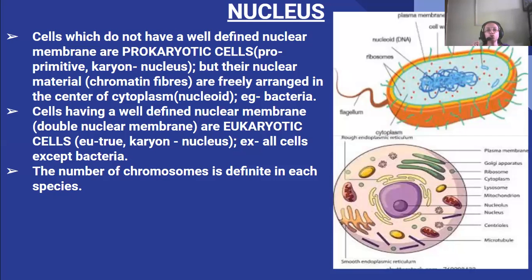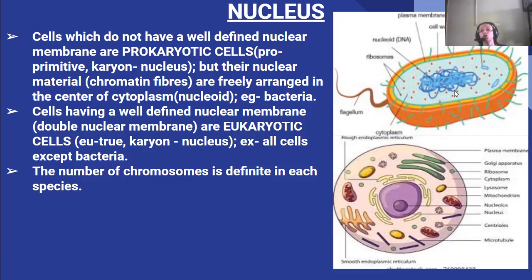Now, the cells which do not have a well-defined nuclear membrane are known as prokaryotic cells. We know that the nucleus has a double-layered nuclear membrane, but some cells do not have a well-defined nuclear membrane. Those cells are known as prokaryotic cells. Like this is a prokaryotic cell, because this is the DNA material, the nucleoid. It resembles a nucleus; nucleoid means nucleus-resembling substance. The chromatin fibers containing the DNA are there, but are not bound by any nuclear membrane. So such a cell, the whole cell, is known as a prokaryotic cell.